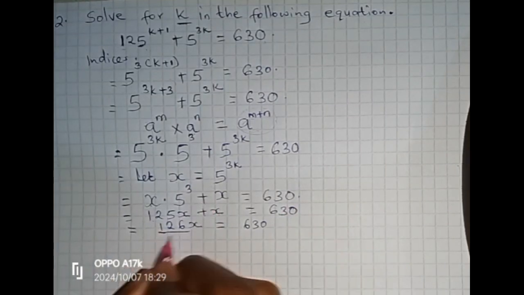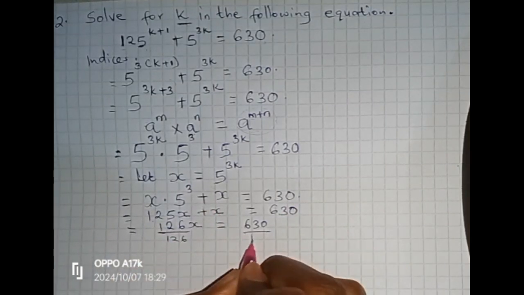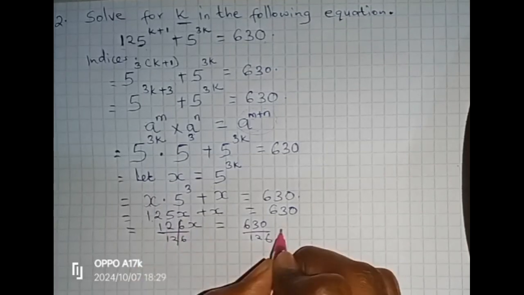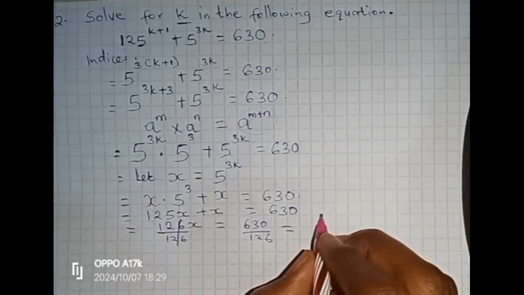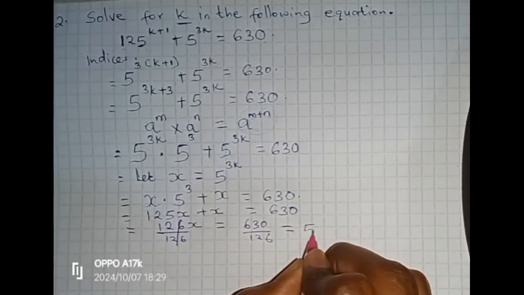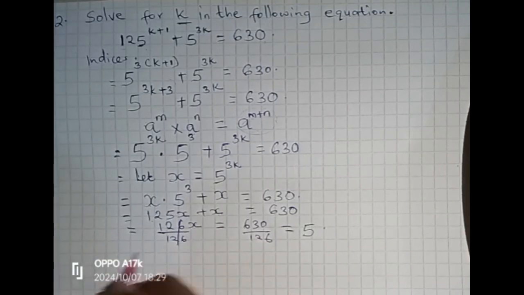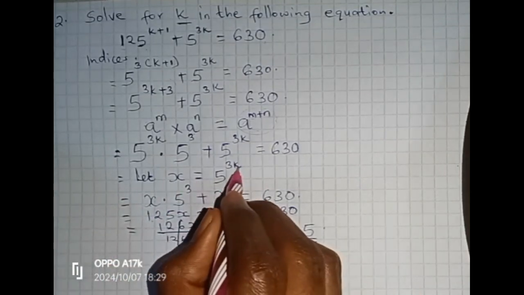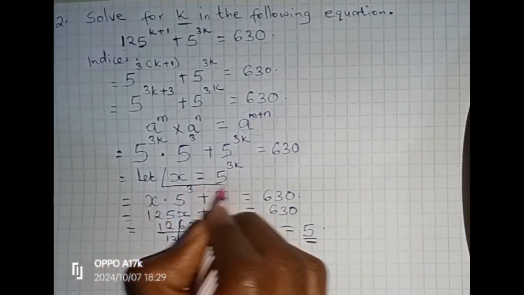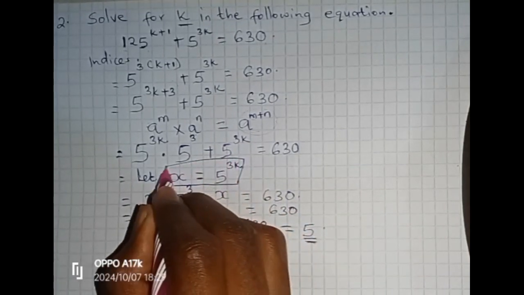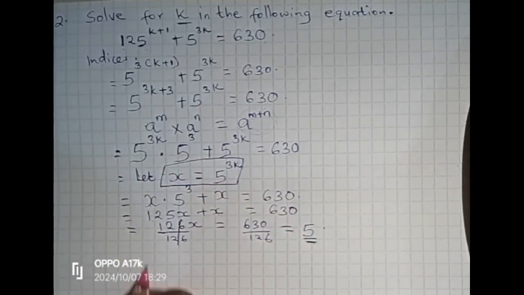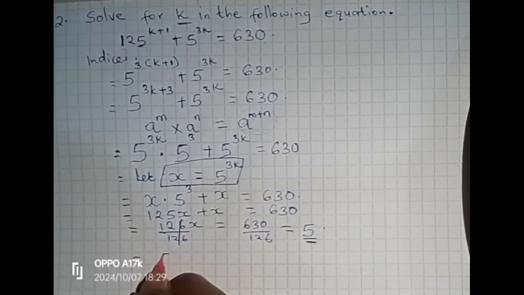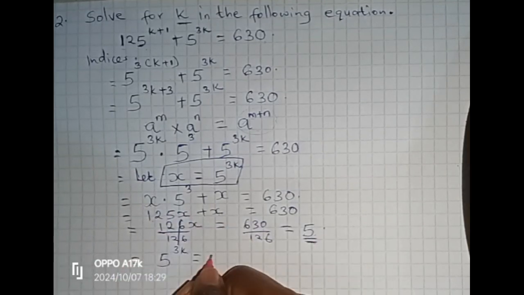Divide both sides by 126. Now you will get x will be equal to 5. Now we got the value of x, which is 5, and remember that we let x be equal to 5 to the power of 3k. Now you say 5 to the power of 3k is equal to x, which we have gotten is 5.